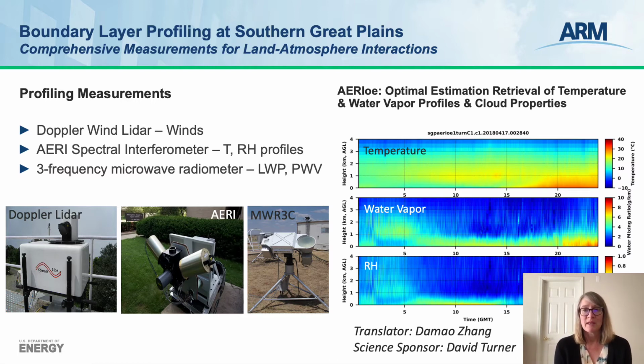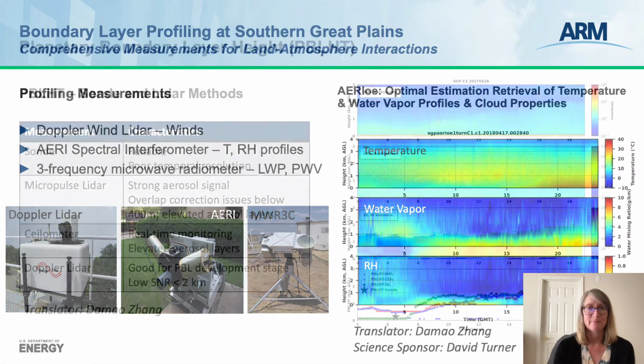This algorithm is now being run operationally at the Southern Great Plains Central and extended facilities, as well as select mobile facility deployments. These profiling measurements, coupled with the surface measurements, can be used to derive water vapor fluxes, boundary layer turbulence structures, and land surface atmosphere feedbacks across this SGP domain.